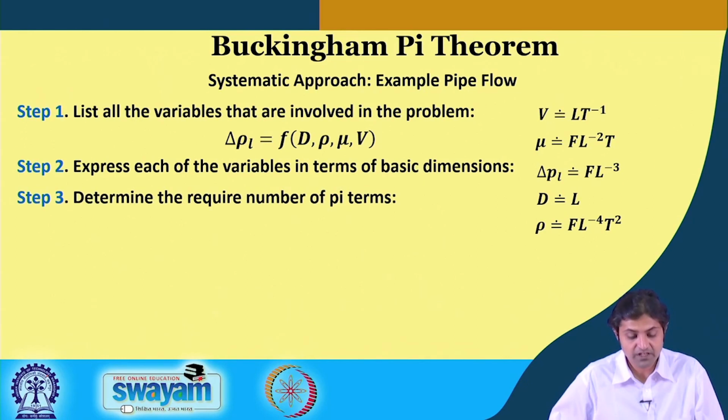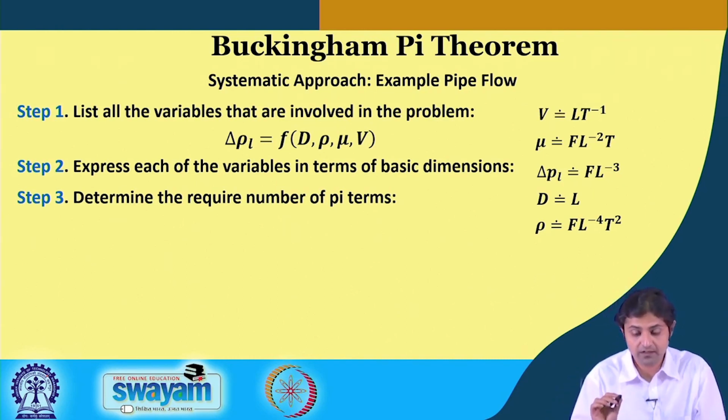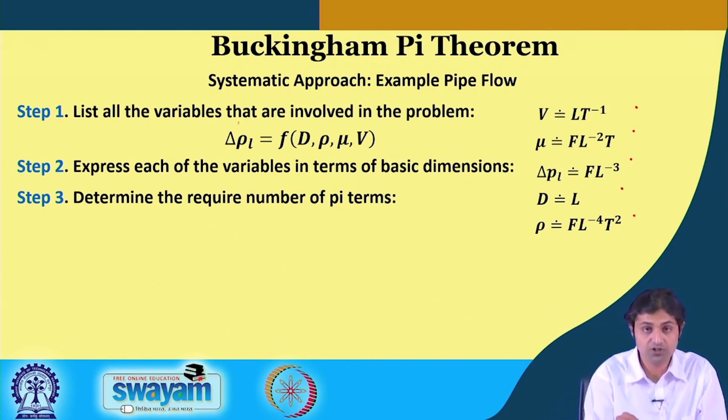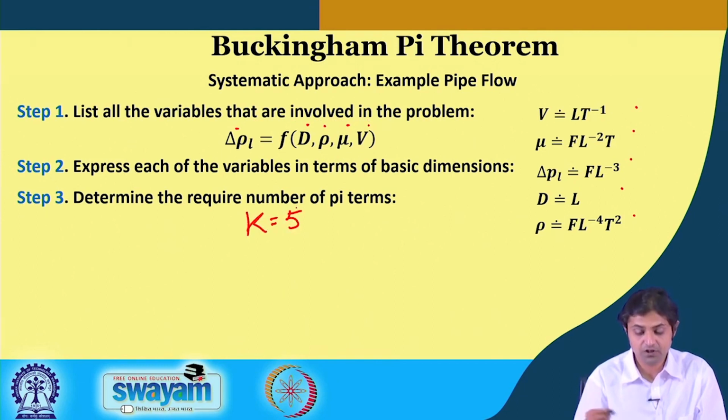After that, we have to determine the unique number of pi terms. How? I am going to tell you now. First we have to know what is k. K is the total number of variables. So, in our case 1, 2, 3, 4, 5, so k was 5. And what is the minimum number of reference dimensions that are there?